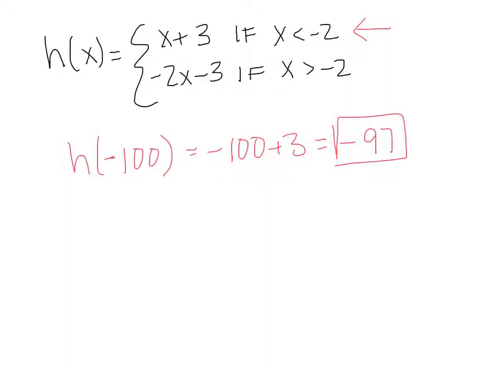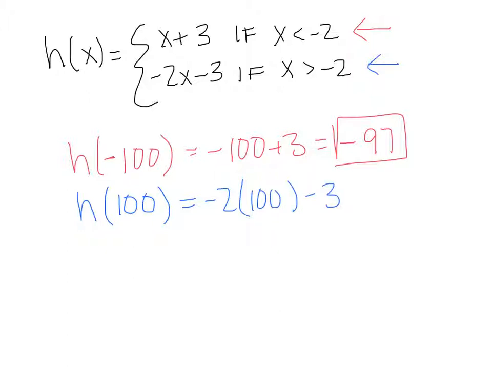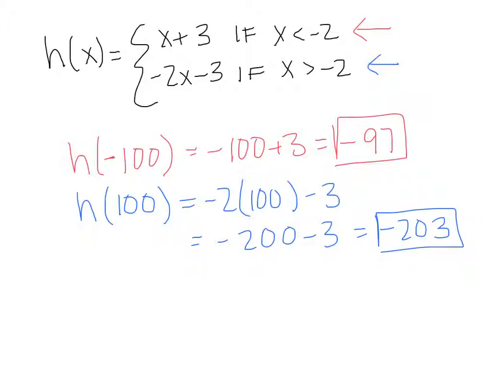Alright, well let's flip it around and let's find h of 100. Well, now we go, okay, that's going to be greater than negative 2. 100 is definitely greater than negative 2. So now we're going to plug 100 into that. Looks like that gets us negative 200 minus 3, which is negative 203. See, good thing we didn't have to do this graphically, right? Negative 203. Yuck.